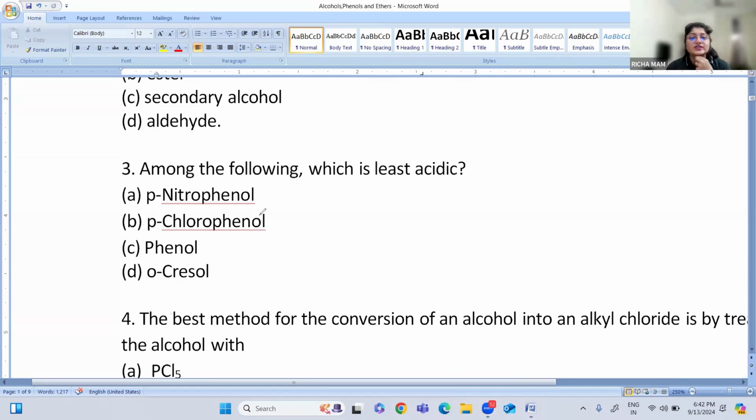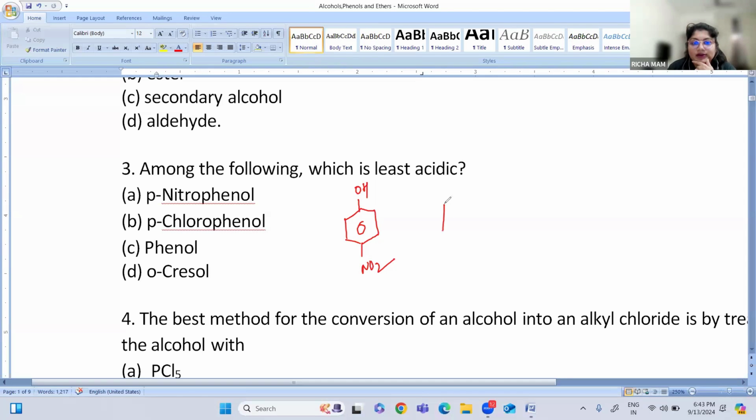Okay, so let me write the structures first. Paranitrophenol means a nitrophenol. Let me write phenol first. And at the para position, you have a nitro group. So this is a paranitrophenol, right? With respect to the OH group, this is the para position. So at para we have a nitro group.